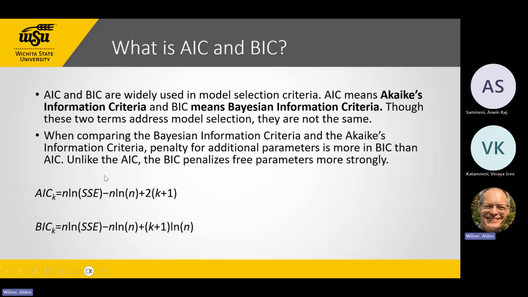If we compare these, what we see is that the Bayesian information criterion, because of this extra term here, basically penalizes the free parameters more strongly. So if you run the same model wrapper method using AIC versus BIC, generally AIC will end up with more features in the model than BIC will. Okay.